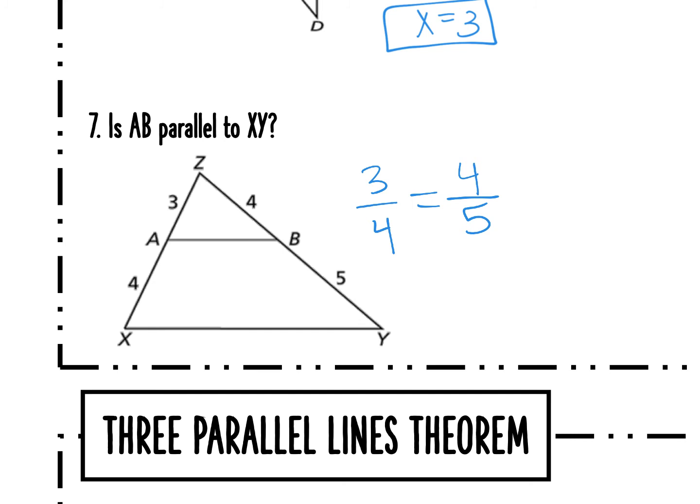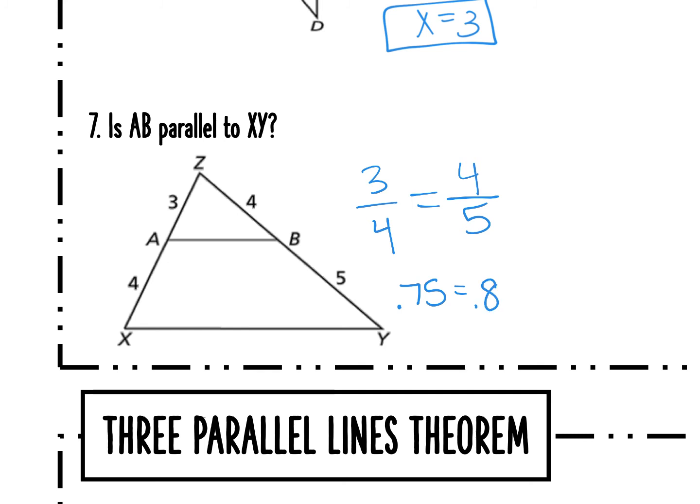3 over 4, if you're not sure how to do that in your head to make a decimal, you can definitely put it in your calculator. 3 divided by 4 is going to give us 0.75. For the right side, same thing. Type in 4 divided by 5 into your calculator, and it would give us 0.8.